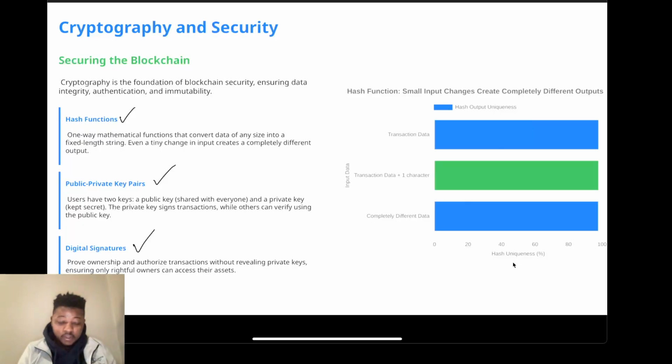So I'm going to explain this briefly, starting with what a hash function is. This is an algorithm that offers a one-way mathematical function that converts data of any size into a fixed length string. Even a tiny change in the input creates a different output. So a hash function is an algorithm that compresses any amount of text into a single fixed size length.